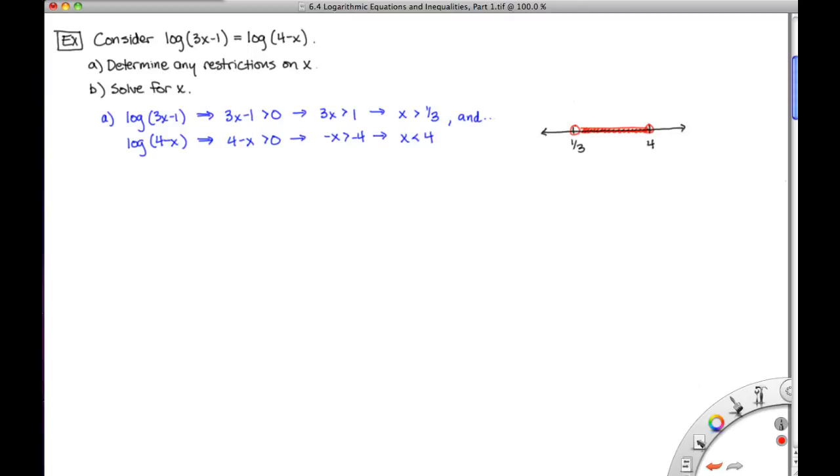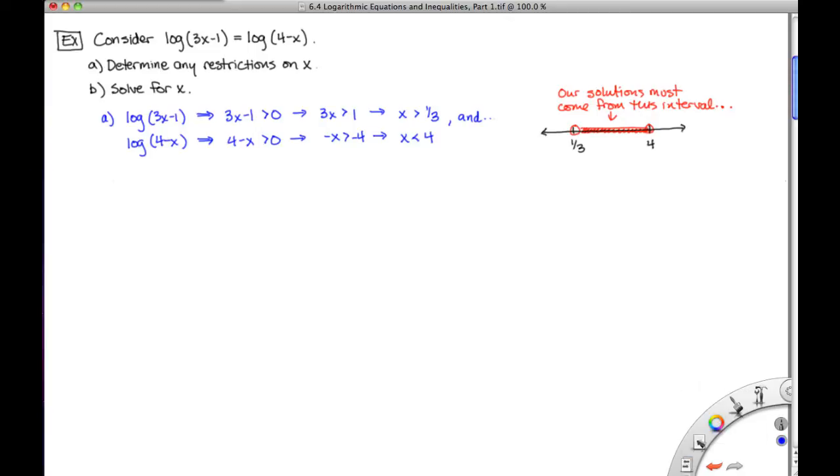So in terms of this equation that we've got going on, our solutions must come from this interval. You don't always have to draw it out. Sometimes it's easy enough just to look at the algebraic representations, but this is one way we could think about it. Okay, so those are our restrictions on x. It has to be in between those two numbers.